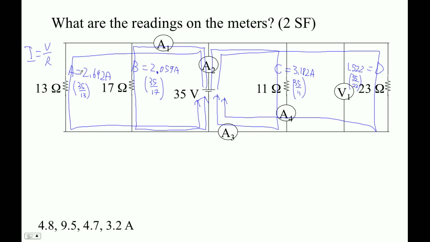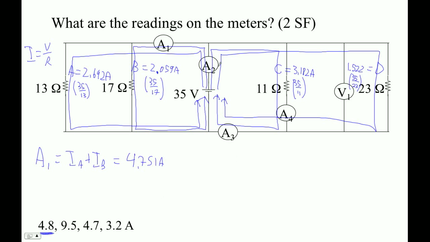A1 is going to be the current A plus the current B, right? IA plus IB. Okay, so alpha A plus alpha B is 4.751 amps, so that's this answer here.